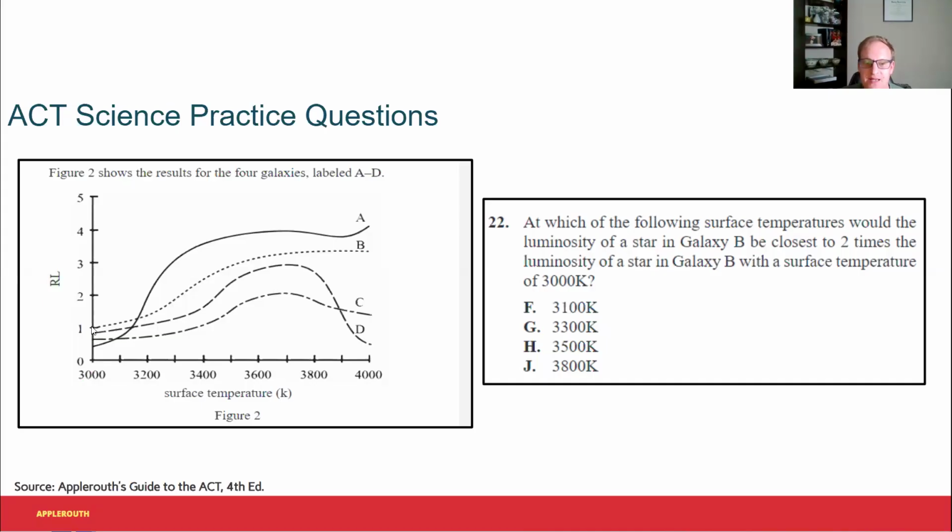At 3000, galaxy B is at 1 luminosity. Question is, when will it be 2? And that looks like about right there. Same dashed line for galaxy B, and then you could just draw a line down and see that looks like about 3300. So that was an extra step, not the easiest question, but not rocket science. As long as you read that question correctly and use the choices and graph to full advantage, we're golden.